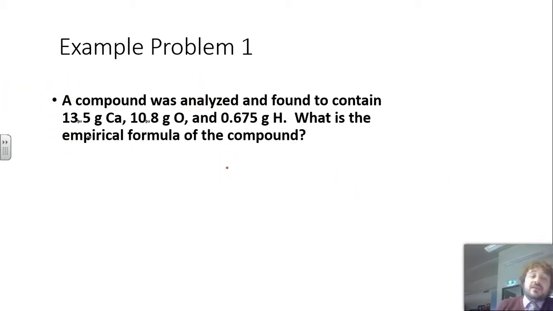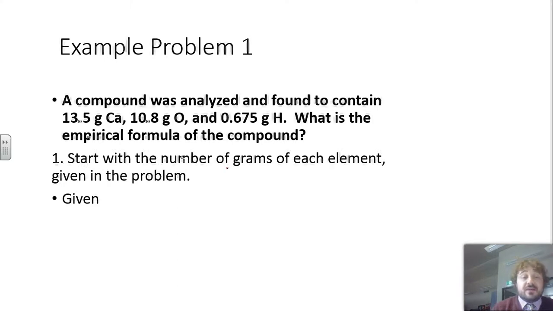A compound was analysed to find 13.5 grams of calcium, 10.8 grams of oxygen, and 0.675 grams of hydrogen. So we want to find the empirical formula. It's not too hard. We start with the given grams of each element. So the first thing you do is write that down.